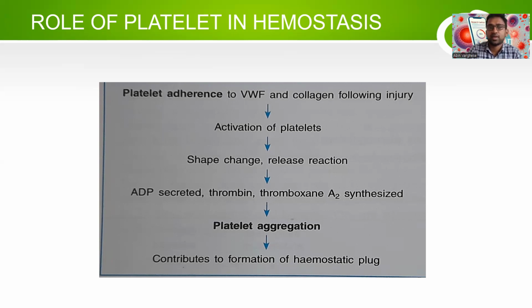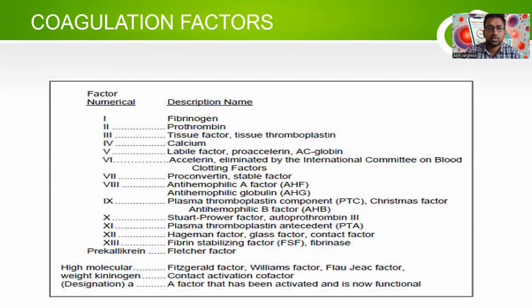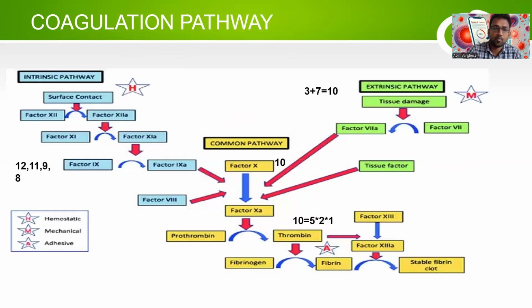The next is the coagulation pathway or the coagulation cascade. It consists of three pathways: the intrinsic pathway, the extrinsic pathway, and the common pathway. The intrinsic and extrinsic pathways merge into the common pathway. There are 13 factors involved in the coagulation cascade. Along with that, prekallikrein and high molecular weight kininogen help in the activation of the coagulation cascade. So this is the coagulation pathway, which includes the extrinsic, intrinsic, and common pathways.